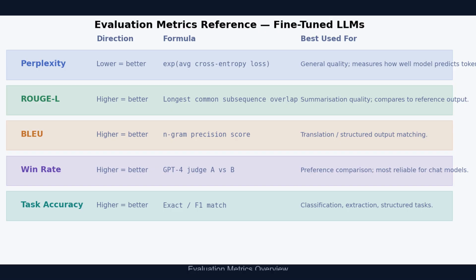Win rate is different in kind. Instead of comparing to a reference string, you pit your model against a baseline in head-to-head comparisons, often judged by a stronger model like GPT-4. Task accuracy is the most direct metric for structured tasks like information extraction. Does the output match the expected fields exactly or by F1 score? The key insight is that no single metric tells the whole story. For your information extraction task, accuracy and qualitative format checking will be your primary signals.